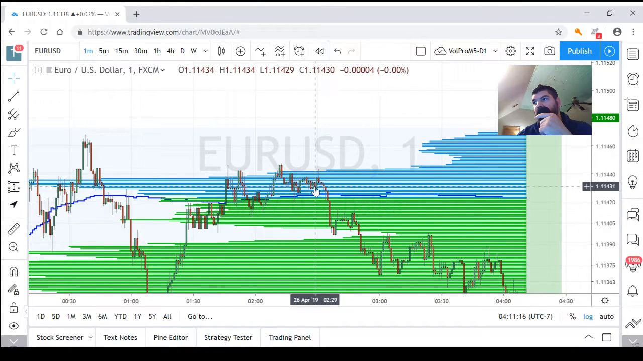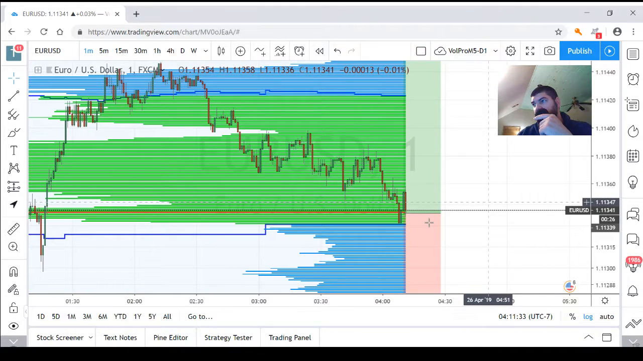So here's what it did. It went down here to the point of control, as we can see in real time. And it's jostling with it and just kind of letting it snow.